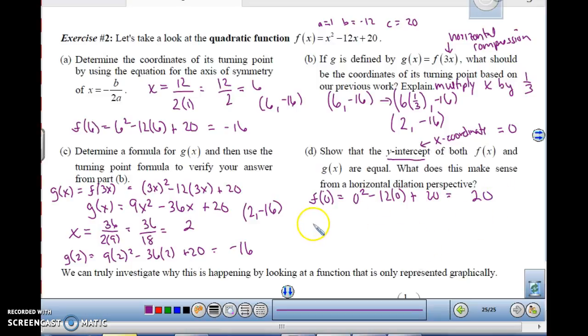Same thing with g of 0. It's going to be 9 times 0 squared minus 36 times 0 plus 20. Because x is equal to 0, the y-intercept will always be the same. So your y-intercept does not change because x equals 0 at the y-intercept.